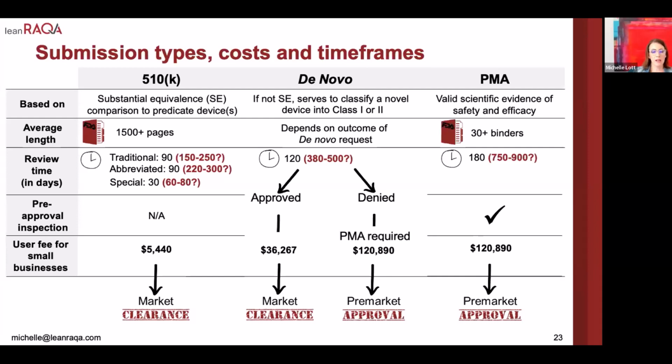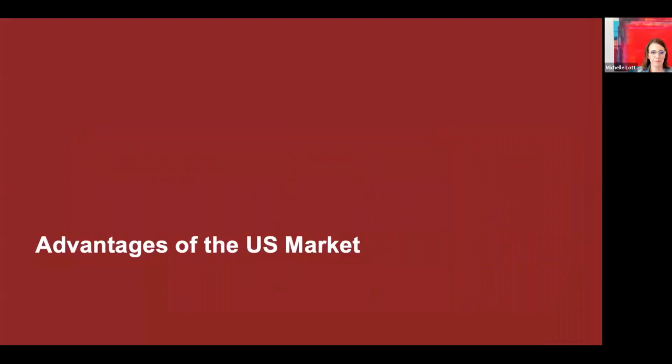For a 510K, you can say these are cleared. De novos, you can say cleared or granted. And then when you end up in that pre-market approval, that's the only time you can say FDA approved. So that's an important distinction, or the FDA will deem your products misbranded and adulterated in their advertising.